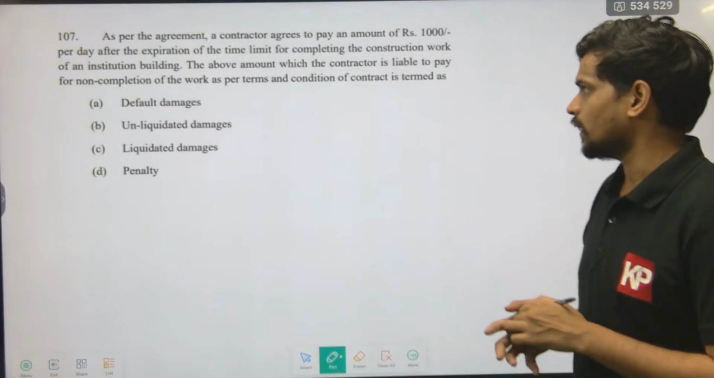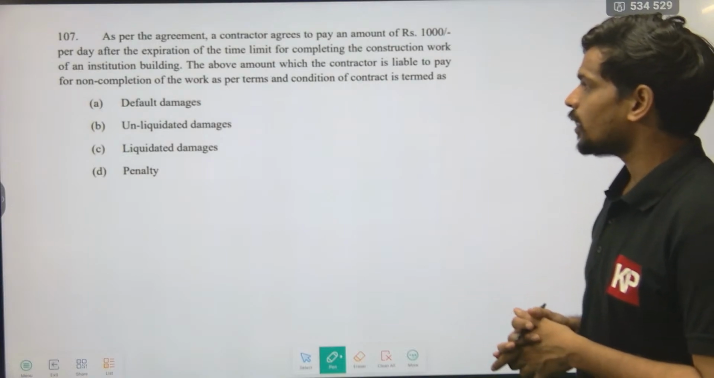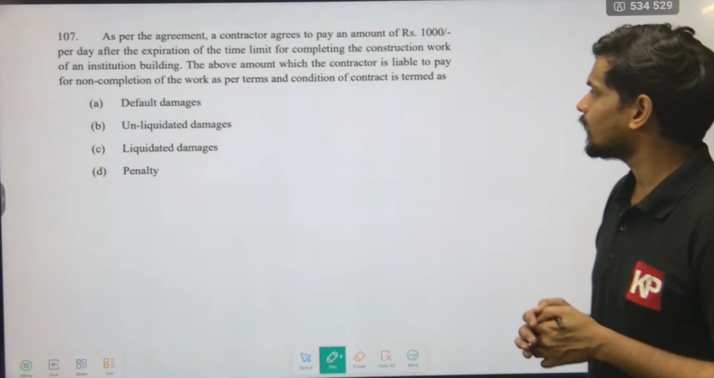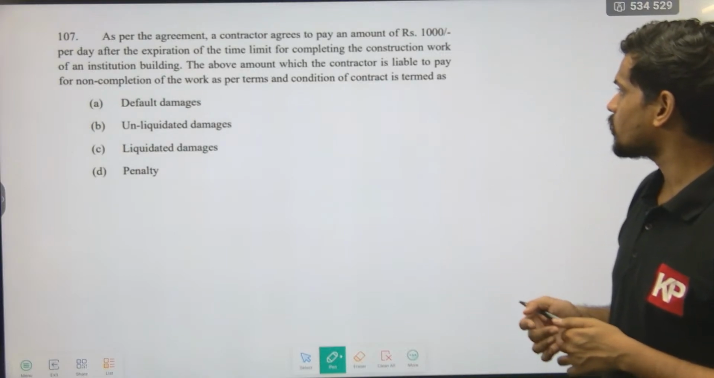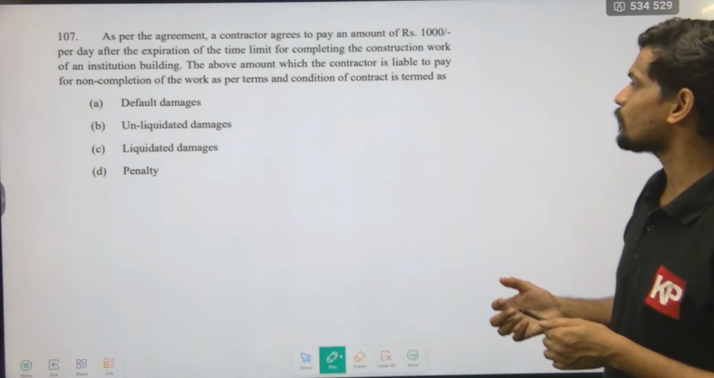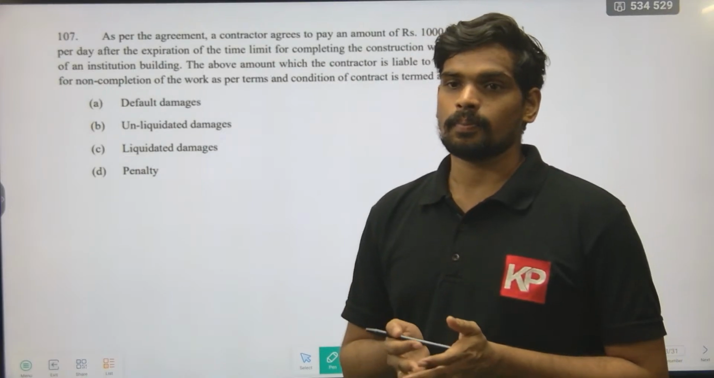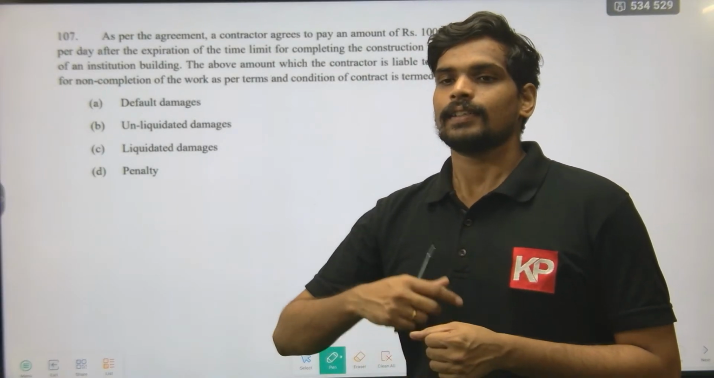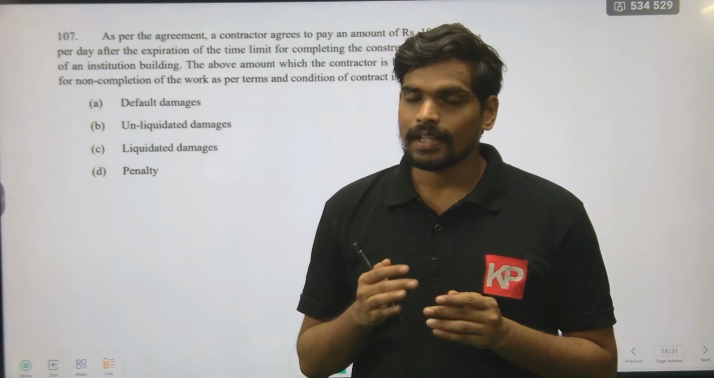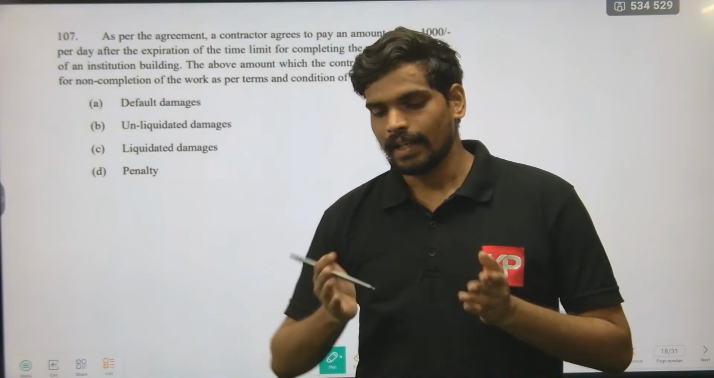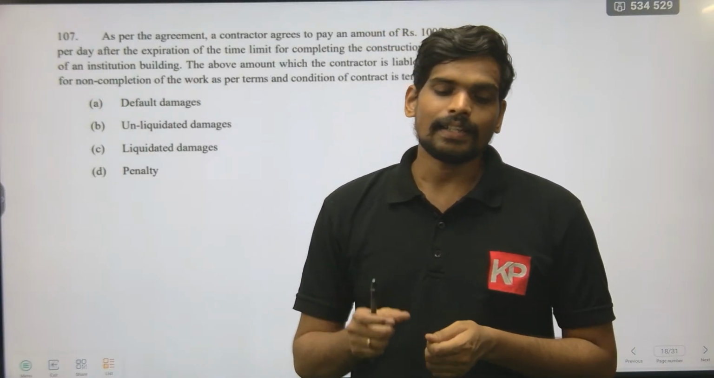Next one, question number 107. As per the agreement, a contractor agrees to pay an amount of ₹1000 per day after the expiration of the time limit for completing the construction work of an institutional building. The above amount which the contractor is liable to pay for non-completion of the work as per the terms of the contract is termed as dash. So basically an amount which a contractor agrees to pay for non-compliance of the agreement, that's generally referred to as liquidated damage. So the term liquidated damage is basically an amount which any party, not only contractor, any party within a contract agree to pay to the other party in case they breach the contract.